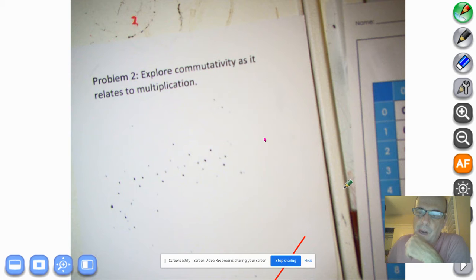Let's get started with problem 2 of the concept development. It says explore commutativity. Say that like I say it. Commutativity, and say it all day long. Commutativity. It's a lot of fun. As it relates to multiplication. So you're going to be using your Avid agenda in the back where you have the multiplication chart to help you out with this lesson.